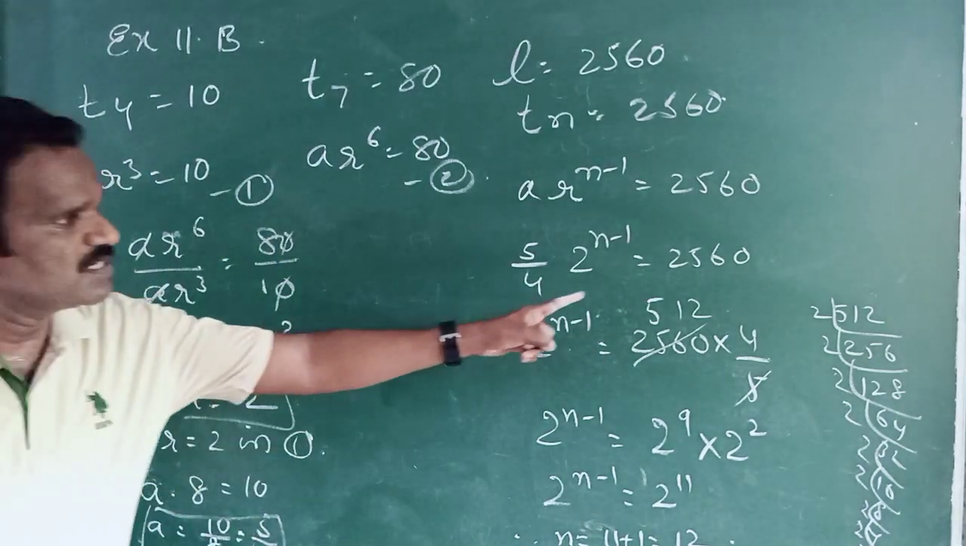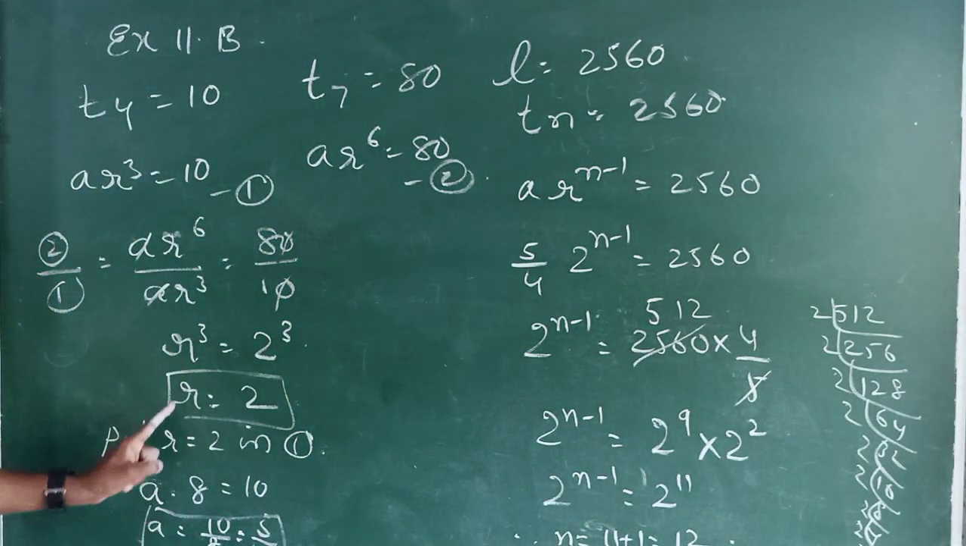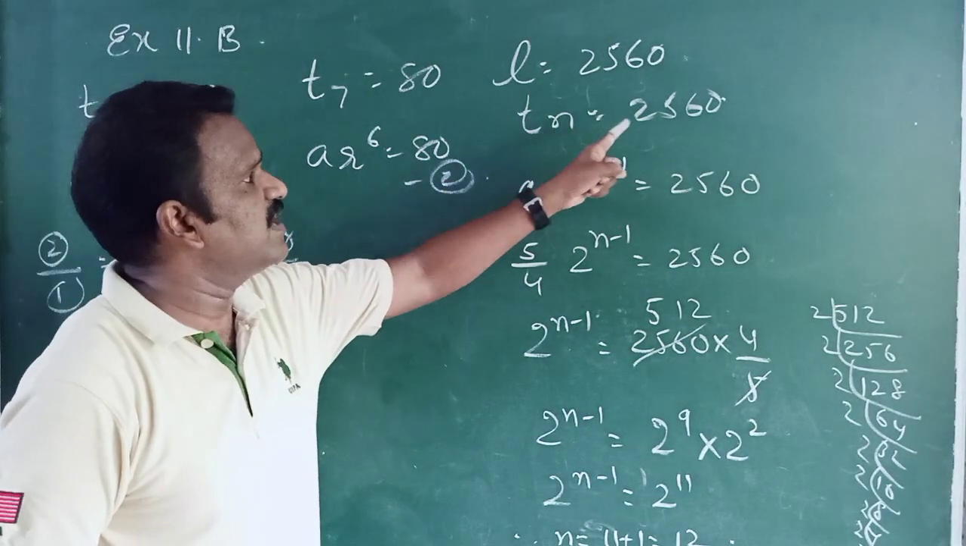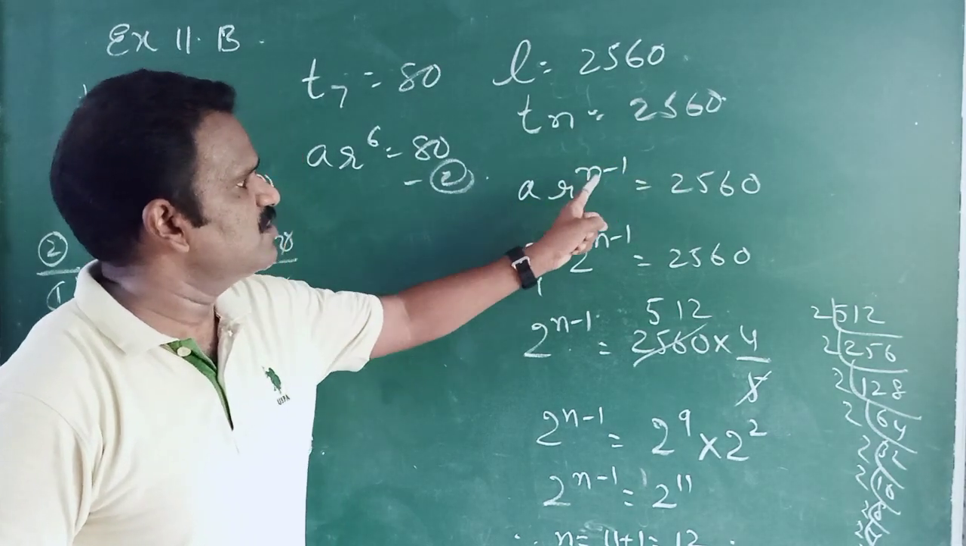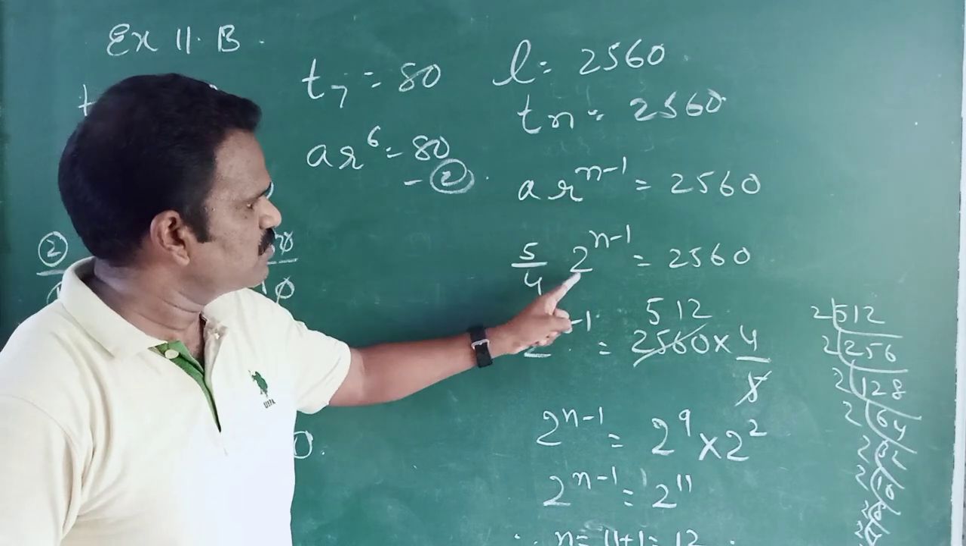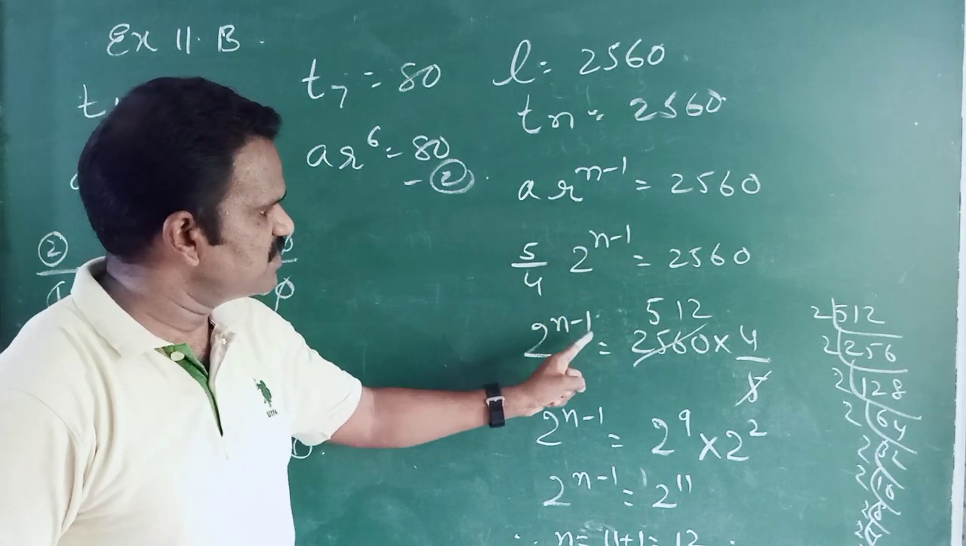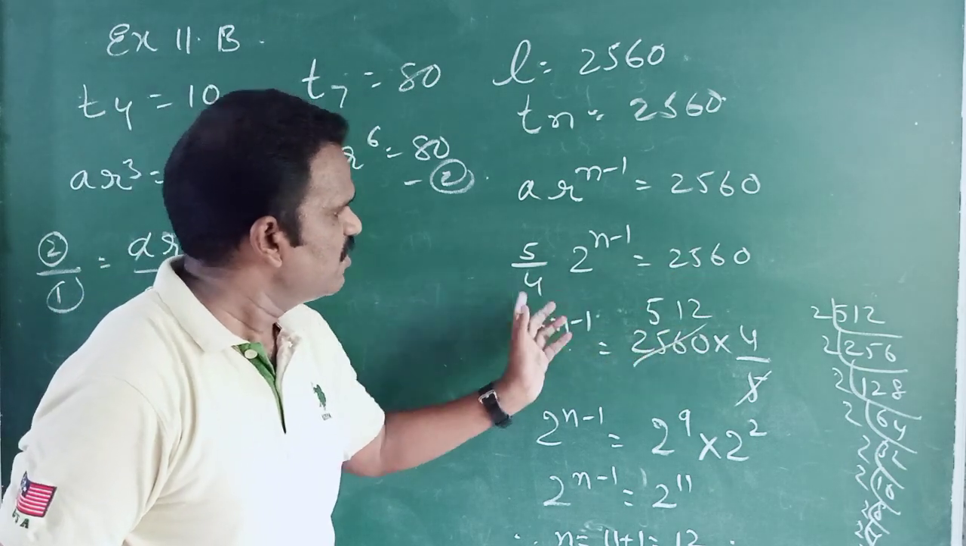Okay. Just see that rough and everything, then you can understand. So A value we got, R value we got. Last term Tn value here 2560. A into R to the power of n minus 1 is equal to 2560. A is 5 by 4, R is 2. 2 to the power of n minus 1 is equal to 2560 into 4 by 5.